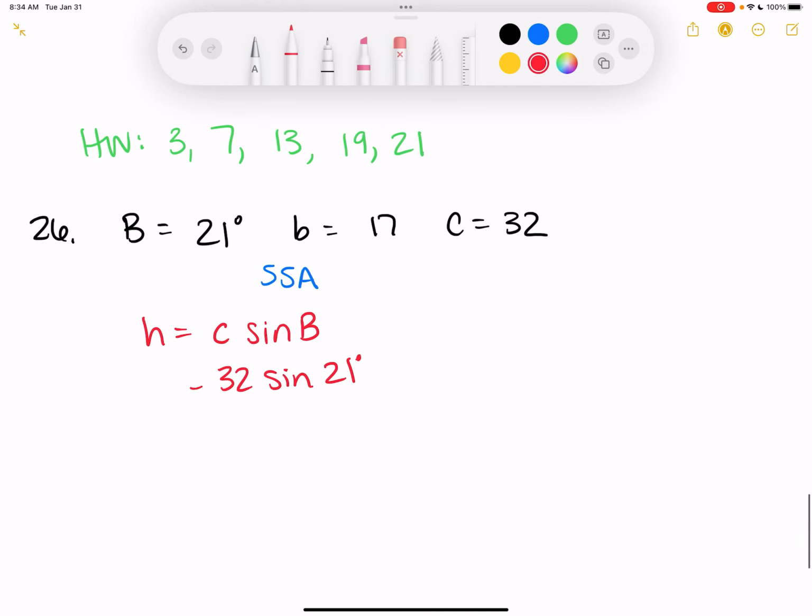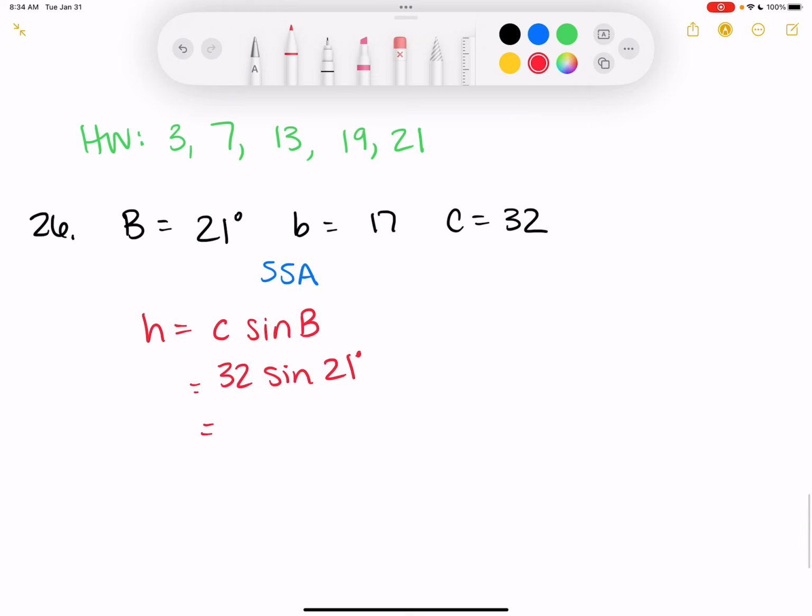But anyways. So what is H? 11.5. That means that H is less than B is less than C, which from our chart proves that we have two triangles.